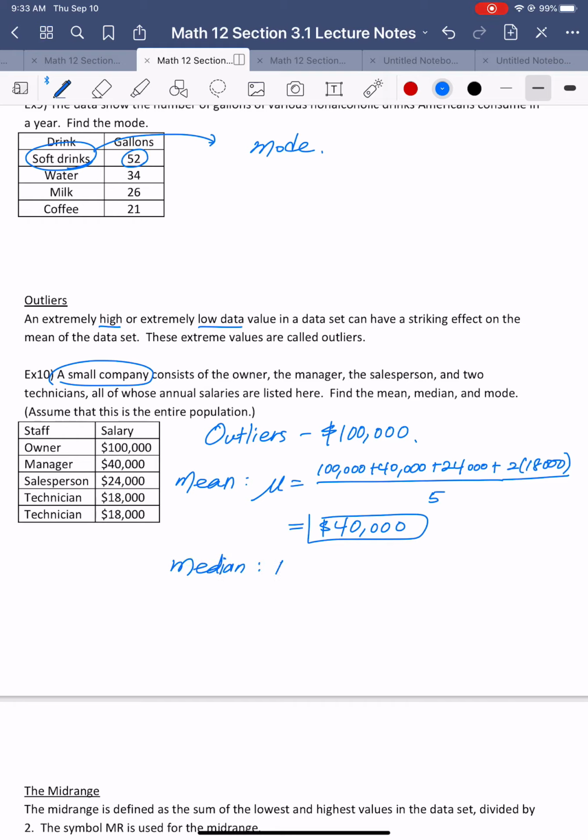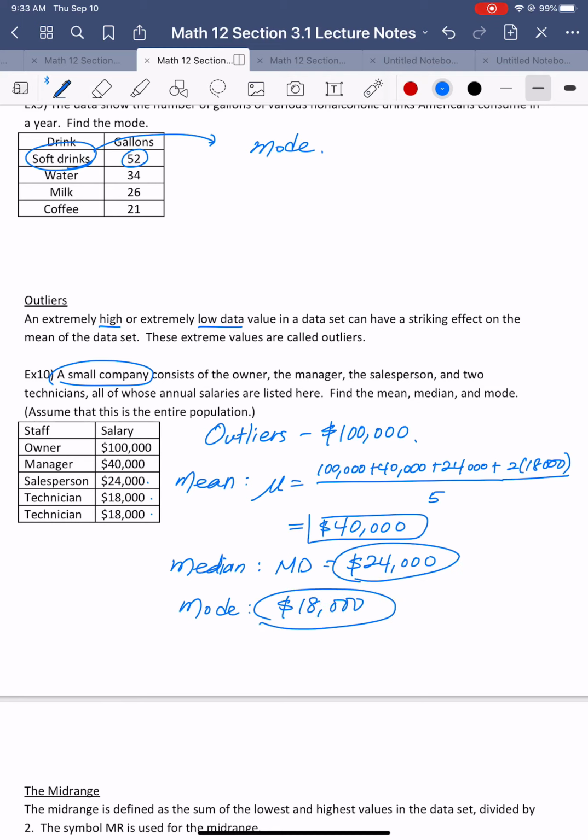And then the median, which is MD, right? The numbers are already in ascending order if you take a look this way, okay? So there are 5 numbers. 5 divided by 2 is 2.5, so the third place is going to be the median. So first, second, third. So it has to be 24,000. And then the mode, what number occurs more than once? Which is 18,000.